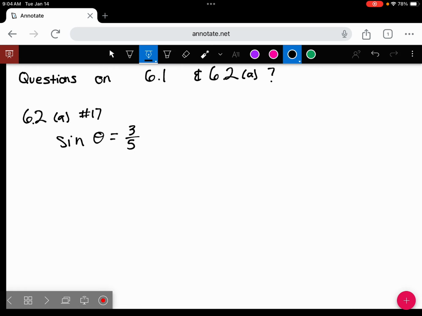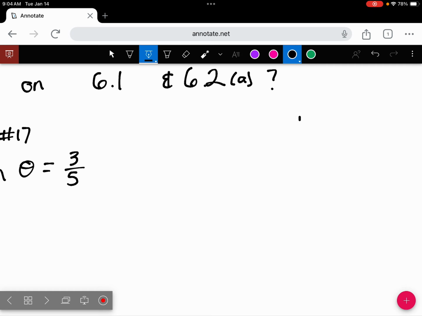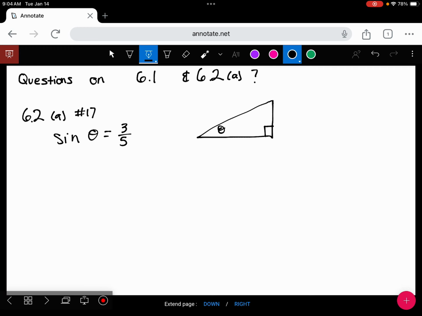When we get one like this, I highly recommend giving yourself a triangle. It's so much easier to see these if we have a triangle, because we were asked to find all 6 trig functions for theta. I'm going to draw it this way just because I can. Here's my right angle. I'm going to call this guy theta, just picking a random one of the other angles. So sine is made up of which 2 pieces? Opposite over hypotenuse.